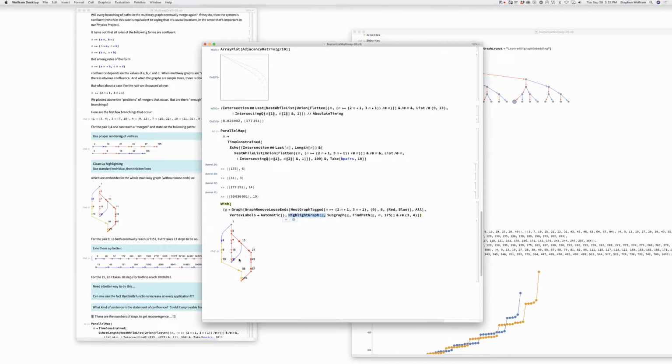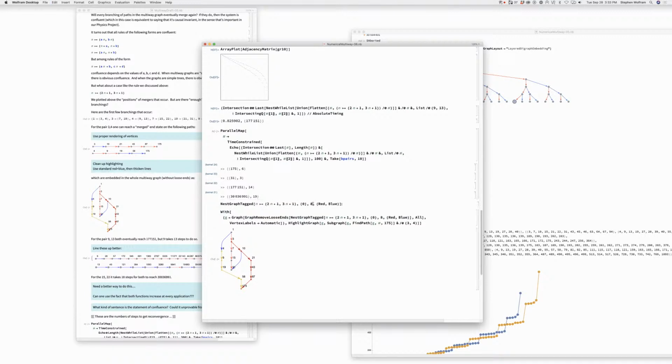Guys, how do I get this? I want to show this with the correct highlighting colors. Or does NestGraphTagged have a highlighting option? Nick, how did that work with the highlighting colors for this? Well, here, we can just run just this rule styling. Yeah, look, let's just do this.